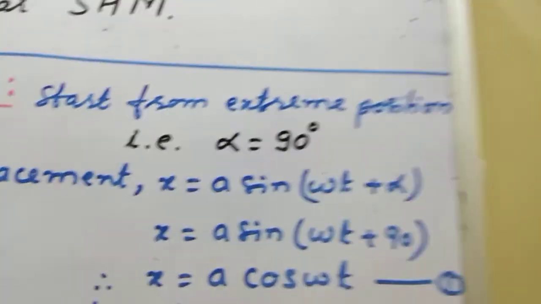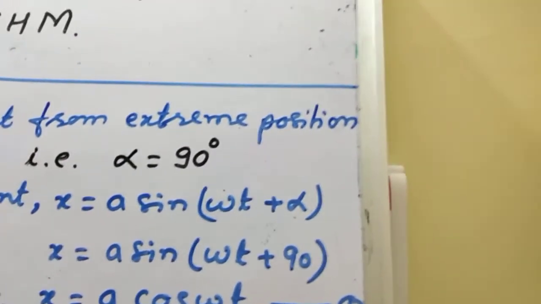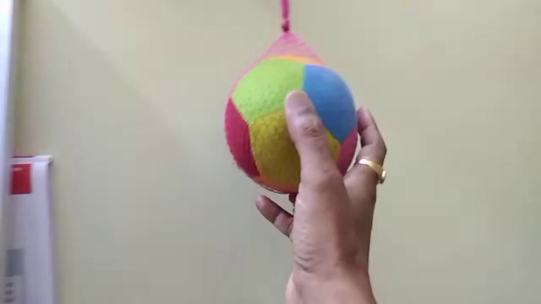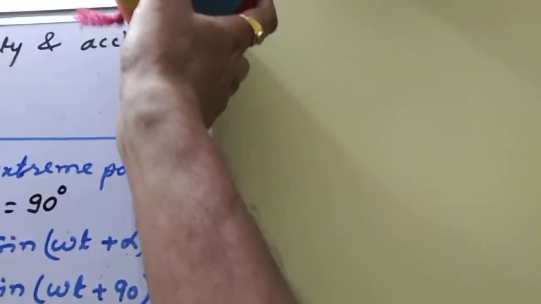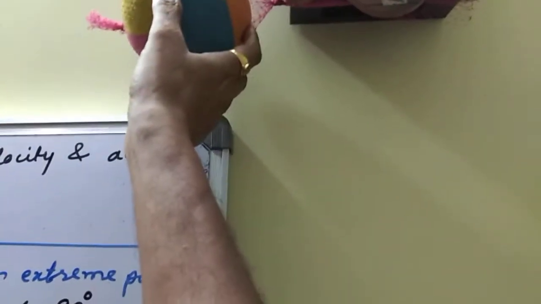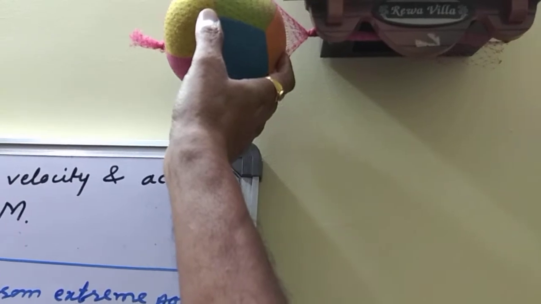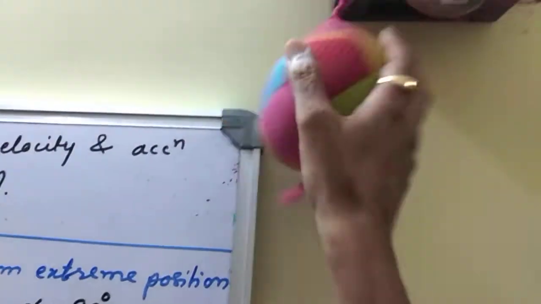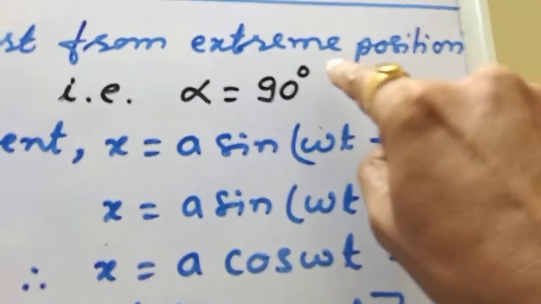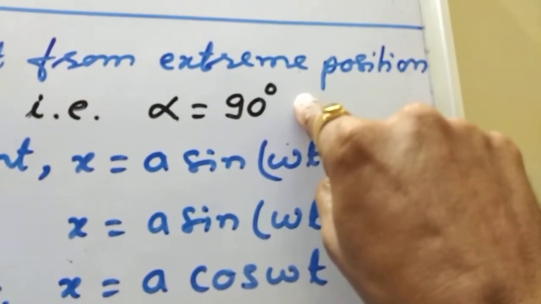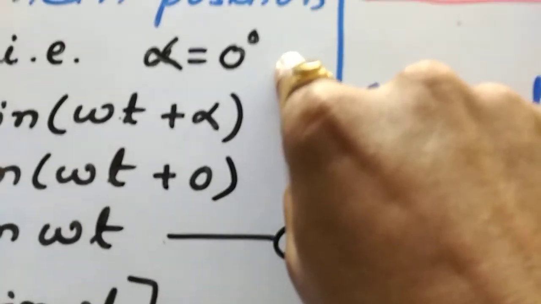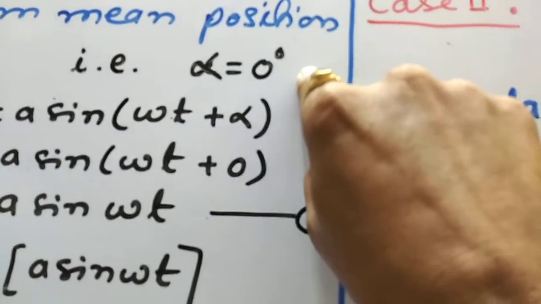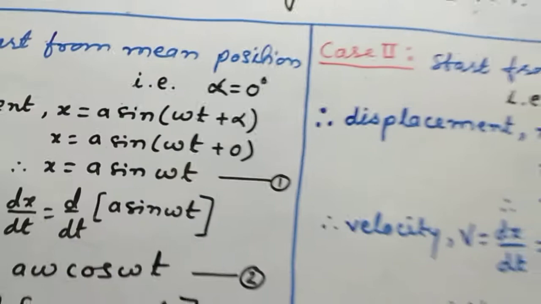Now in case 2, if the particle starts from the extreme position, that means here the body is displaced by an angle of 90 degrees, and when it is released, it means that alpha is equal to 90 degrees, and in this condition when the body is released, it performs oscillatory motion. So we can write here, when the body starts from the extreme position, alpha is equal to 90 degrees, and when the particle starts from the mean position, at that time alpha is equal to 0 degrees. So these are the two different cases.